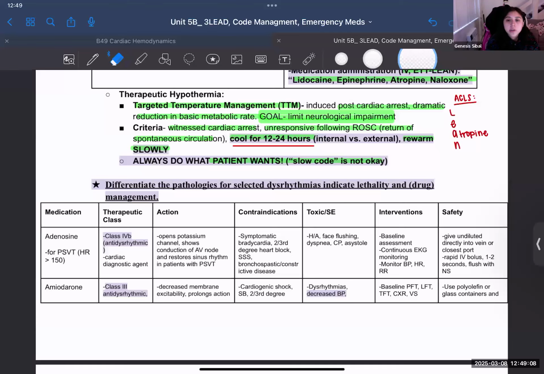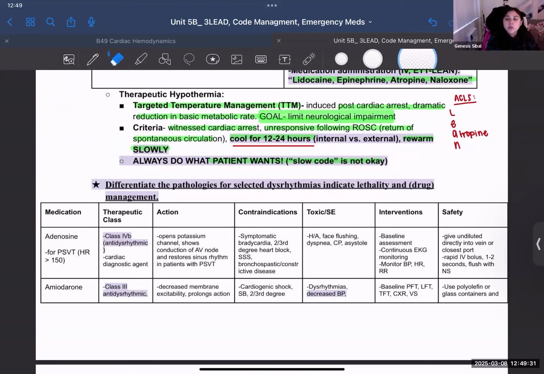And then always do what the patient wants. A slow code is never okay. When has it ever been cool to do a slow code? I don't care if a patient is 90 years old, and she wants full CPR, the whole shebang, I'm going to be giving it my all. Even if we don't necessarily agree, because girl, you're 90, but at the end of the day, it is what the patient wants.